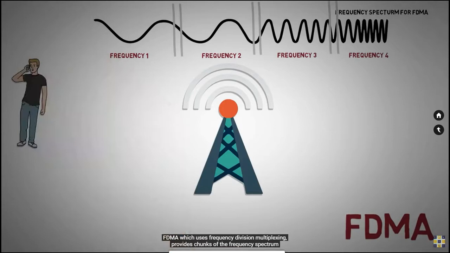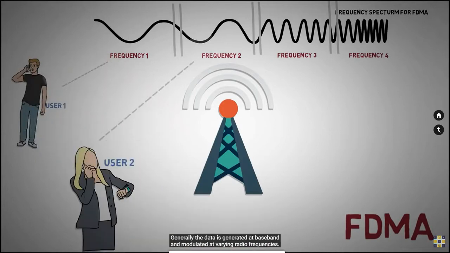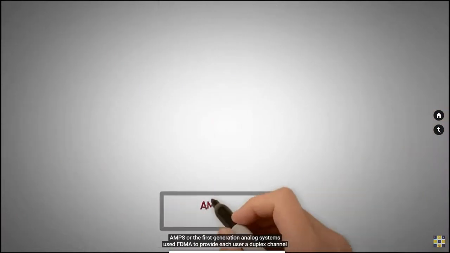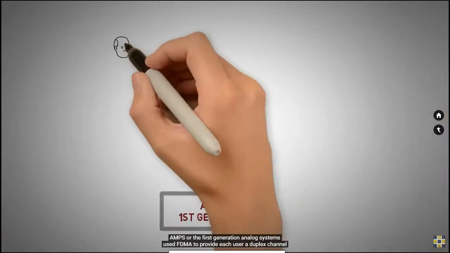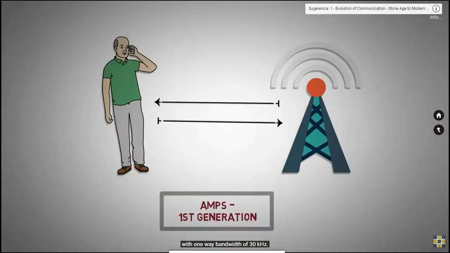FDMA, which uses frequency division multiplexing, provides chunks of the frequency spectrum to each user for data transmission. Generally, the data is generated at baseband and modulated at varying radio frequencies. Guard bands are introduced to avoid any interference. AMPS, or the first generation analog systems, used FDMA to provide each user a duplex channel with one-way bandwidth of 30 kHz.